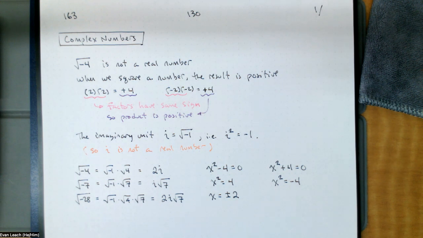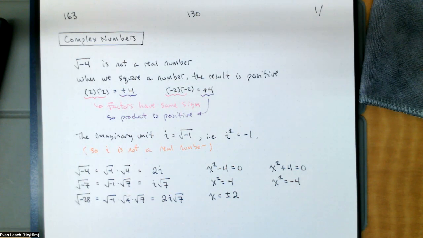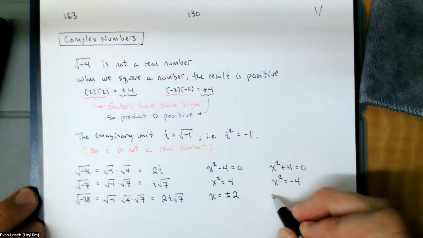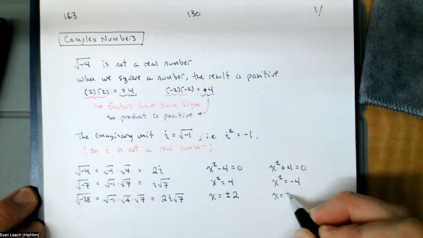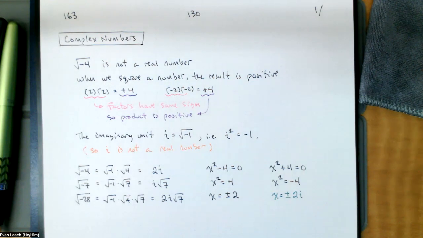But now with these imaginary units, we can take the square root of both sides. The square root of -4 is 2i. So now with imaginary units, I can say x is equal to plus or minus 2i. So it looks like we're going to be able to solve some quadratic equations that we couldn't solve before.